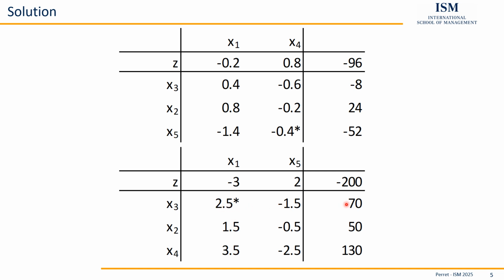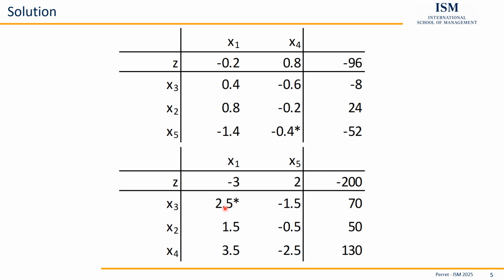And then I'm going to divide the right-hand side value by the respective value here. I do this: 70 by 2.5, 50 by 1.5, 130 by 3.5. And out of these three quotients, I'm going to select the row where I get the smallest result. This will be the case here for 70 and for the x3 row. So this becomes my pivot row. So x1 is the pivot column, x3 is the pivot row, and the 2.5 becomes my pivot element.